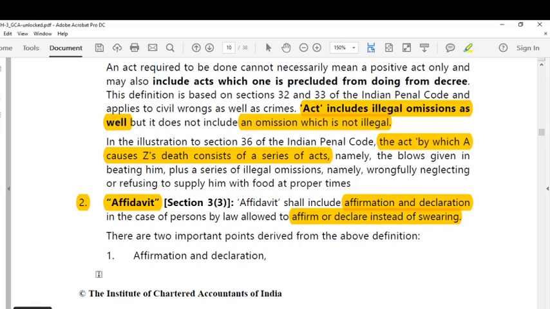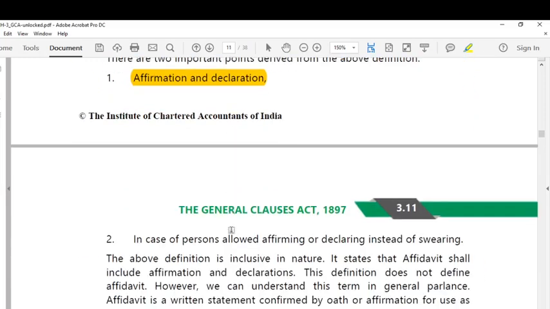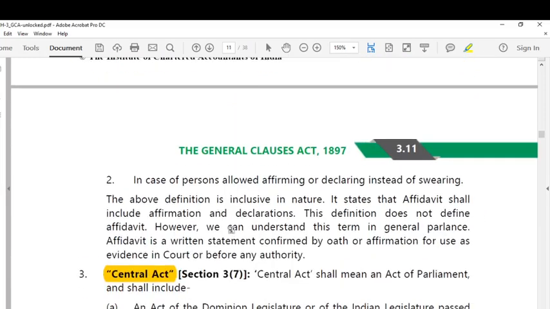There are two important points derived from the above definition. One is affirmation and a declaration. In case of persons allowed affirming or declaring instead of swearing, the above definition is inclusive in nature. It states that affidavit shall include affirmation and a declaration.